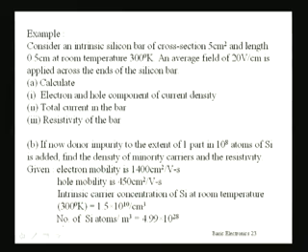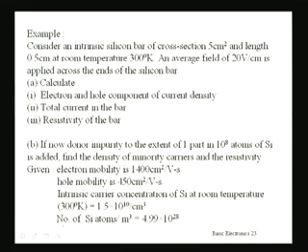Consider an intrinsic silicon bar of cross section 5 cm square and length 0.5 cm at room temperature 300 degree Kelvin. An average field of 20 volt per centimeter is applied across the ends of the silicon bar. Now part A, calculate number 1, electron and hole component of current density, number 2, total current in the bar, and number 3, resistivity of the bar.